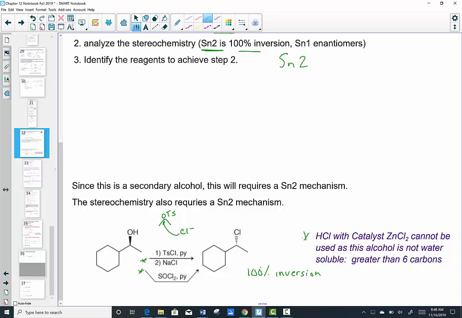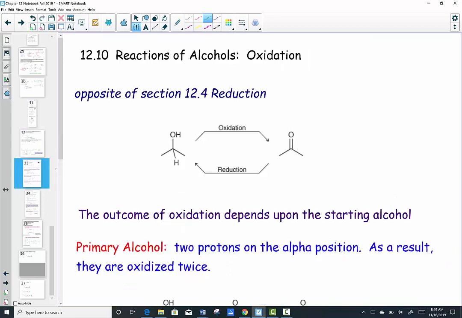Now I made a note here about what would not work. We can't add HCl across the bond in a workup of zinc chloride catalyst because this alcohol has more than 6 carbons. That particular pathway involves solubility with water and it only works for very small alcohols. So we could not choose that third category there of zinc chloride with HCl, just based on its solubility. So you've got some practice there to continue working on those reagents. I'd encourage you to look at your skill builders to bring mastery to section 9.